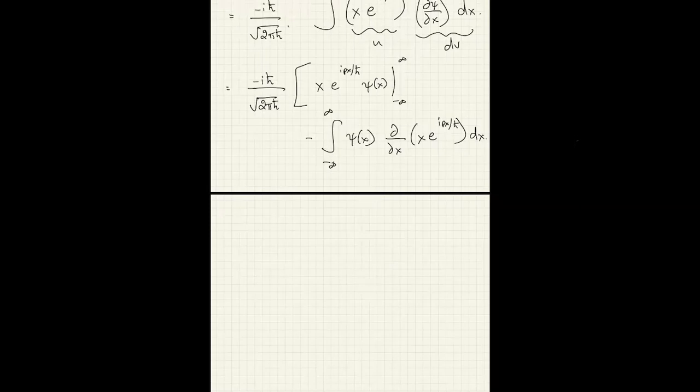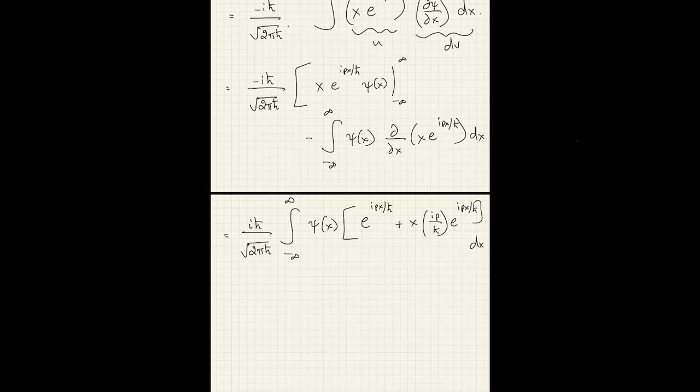So there are two negative signs. So I can write this as i h bar over square root of 2 pi h bar, integral from minus infinity to infinity, psi of x d dx of this guy. I have to apply the chain rule. So this is e to the i p x over h bar times dx, which is just 1. So the first term is e to the i p x over h bar, plus the second term is x. If I differentiate this with respect to x, I get i p over h bar e to the i p x over h bar dx. Okay.